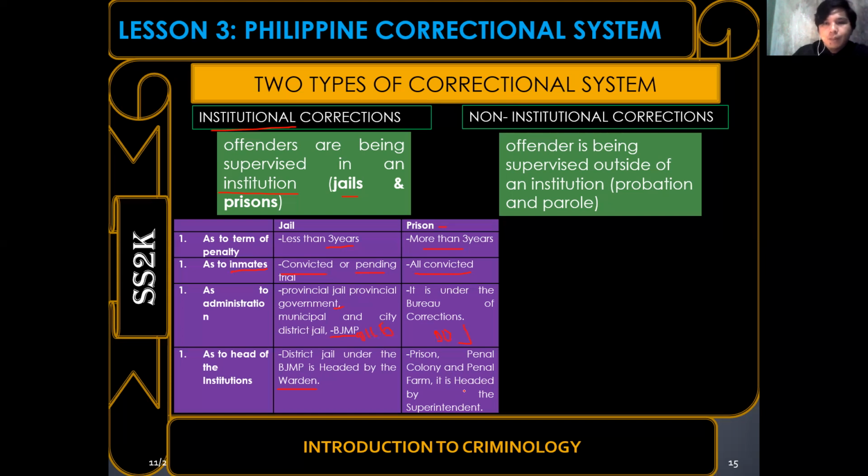Okay? Doon naman sa prison, yung pong pinakamataas naman na ranggo doon is undersecretary. Di ba? So undersecretary ang pinakamataas na position. Okay? Ang pinakamataas na position is Director General of Bureau of Corrections. Okay? Sa prison, the highest rank is Undersecretary. Okay? Sa BJMP, ang highest rank is Director. Ang highest position is Chief BJMP.